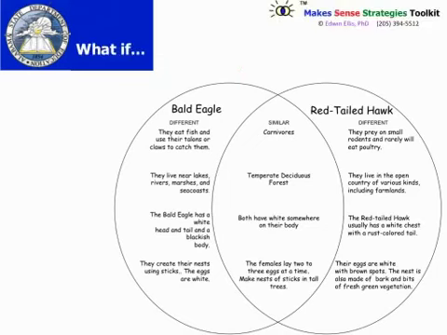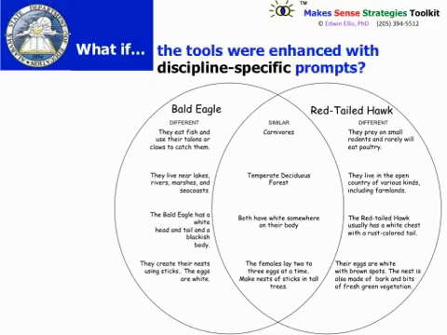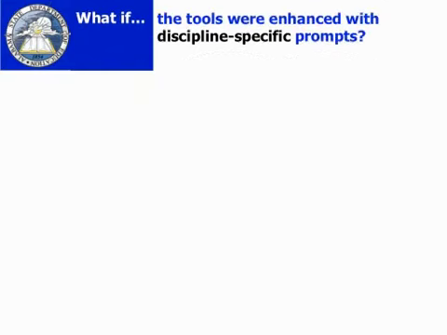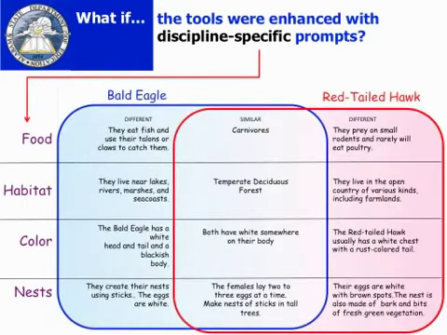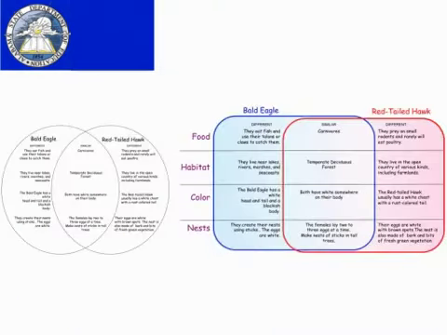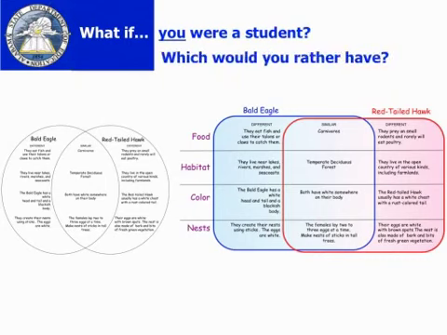But what if you had tools that were actually enhanced with what are called discipline-specific prompts? So for example, you started with food, habitat, color, and nests, and then you made comparisons based on those various subtopics. You tend to get a lot more information, and the information seems to be a lot more clear when you add the subtopics. So what if you were a student? Which would you rather have? VINs without the subtopics or VINs with them?